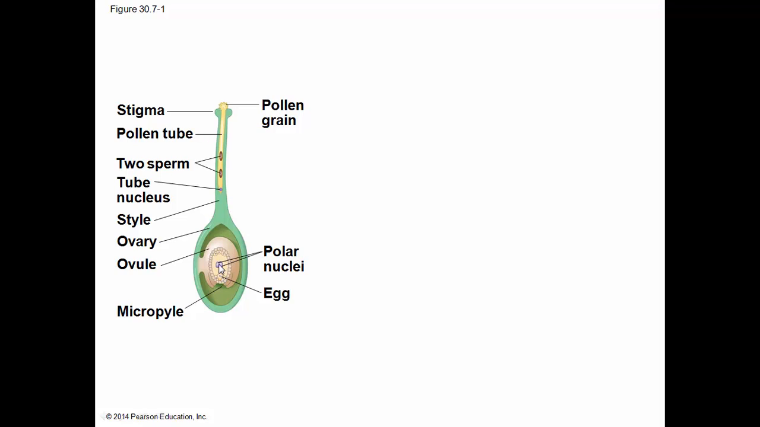And then here are the polar nuclei. These are the two nuclei inside. This becomes the endosperm when it's fertilized by the second pollen sperm. The first pollen sperm fertilizes the egg. The second pollen sperm fertilizes the polar nuclei, and then this becomes the triploid endosperm.